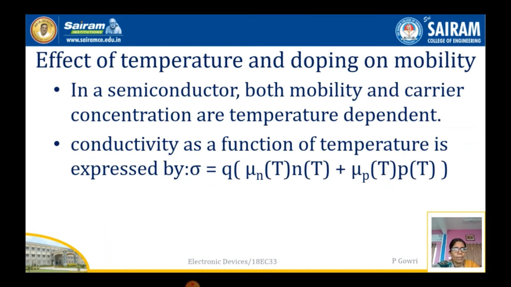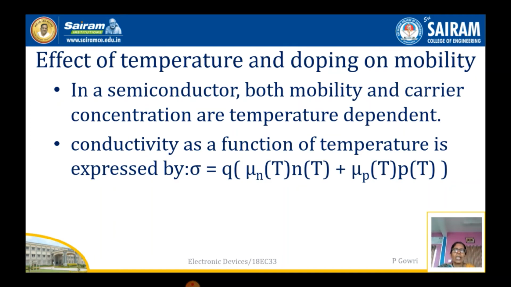Now coming to the next topic, what is the effect of temperature and doping on the mobility? In the previous video lecture, we derived the formula for mobility and the formula for the conductivity. We know that the mobility and the carrier concentration, or the amount of charge carriers present, which result in the conductivity of the material, are temperature dependent. That is, as temperature changes, the mobility and the carrier concentration, and hence the conductivity, will also change.